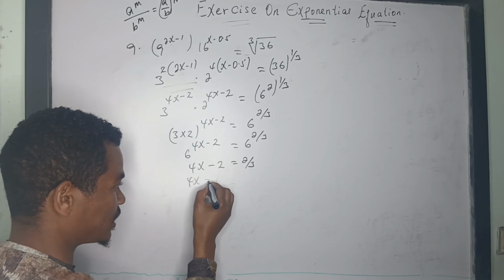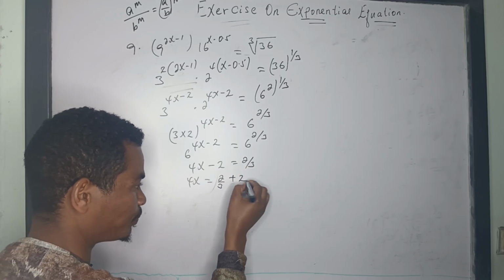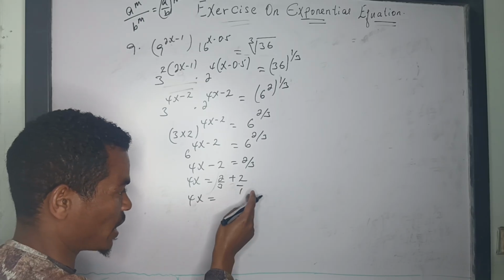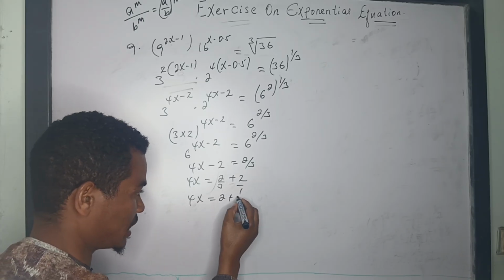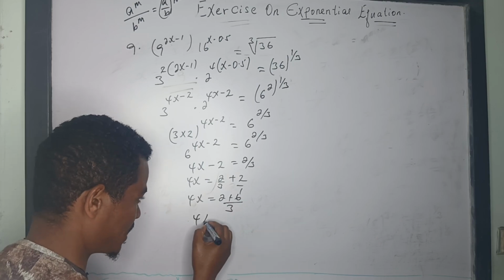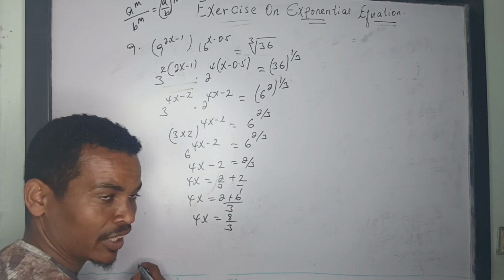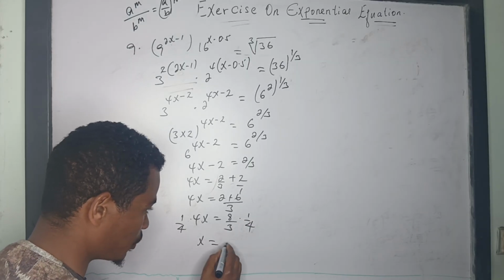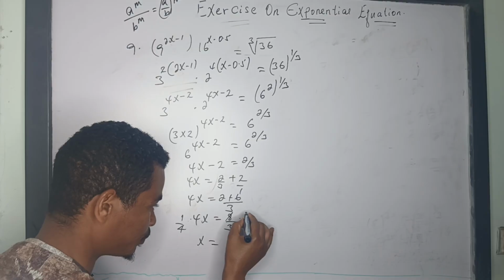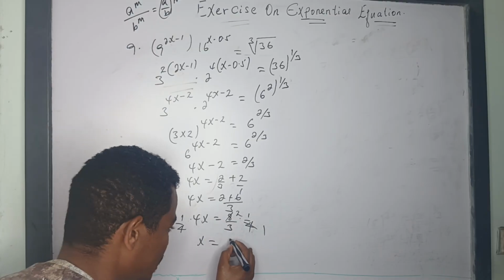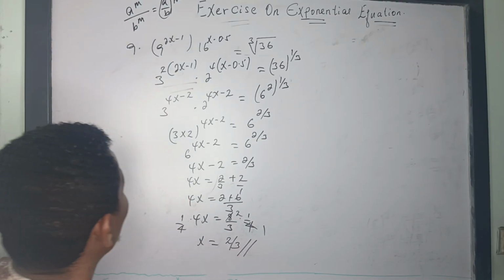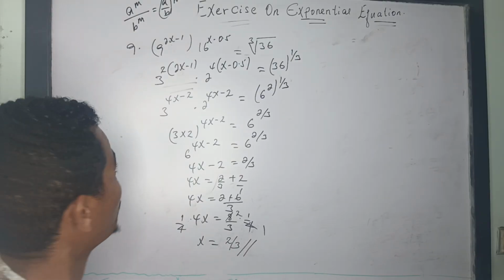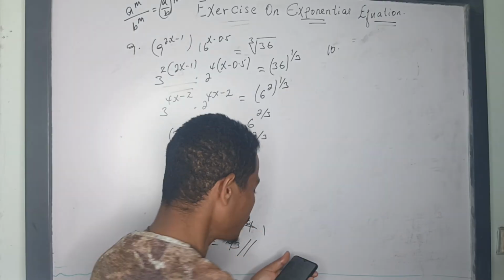So 4x is equal to 2/3 plus 2. 4x is equal to, over 1, 2 times 1 is 2, plus 3 times 2 is 6, over 3. 4x is equal to 8/3. Multiplying both sides by 1/4, x is equal to 2/3. So the answer for question number 9 is 2/3, which is B. Okay.